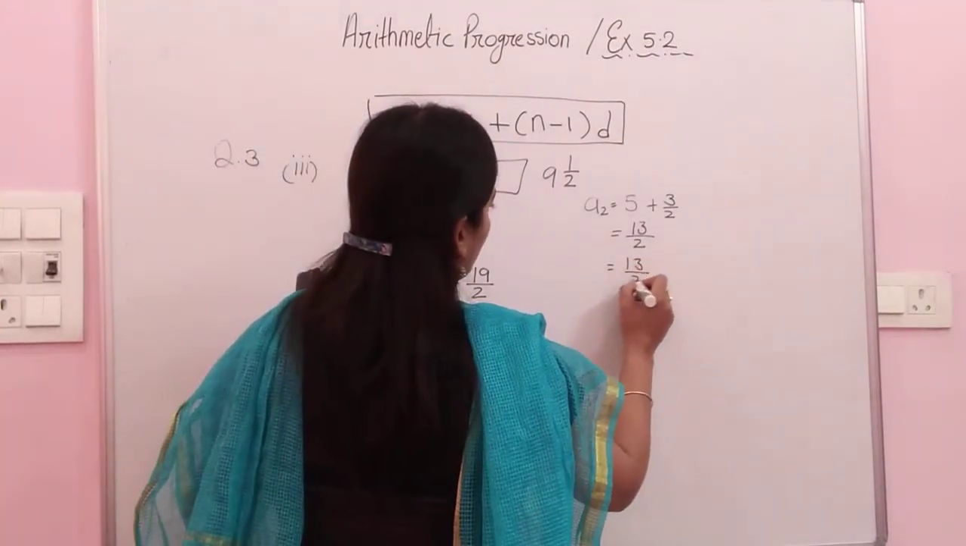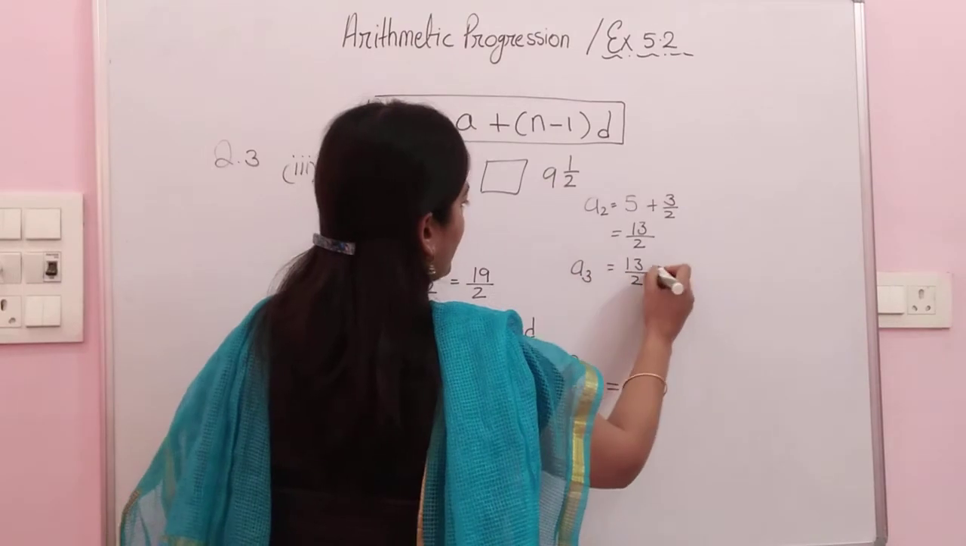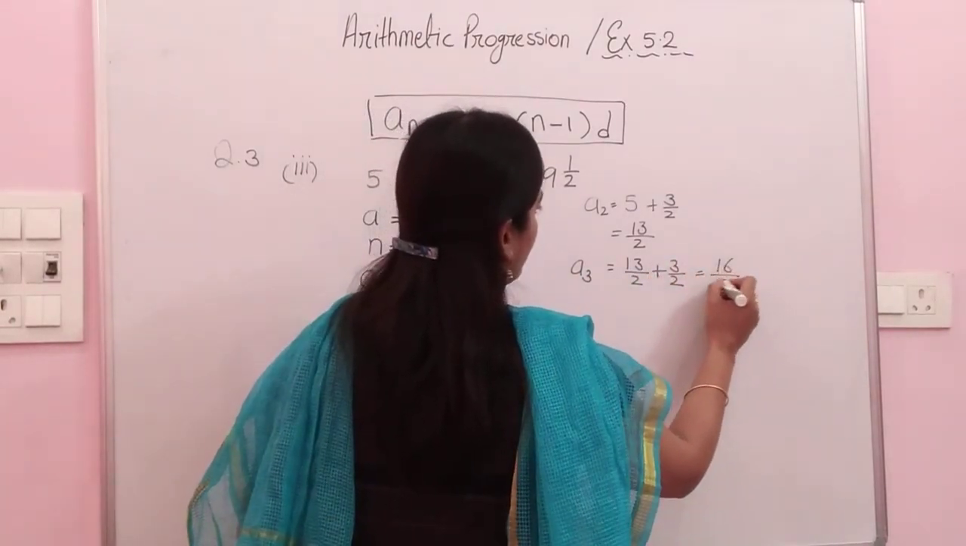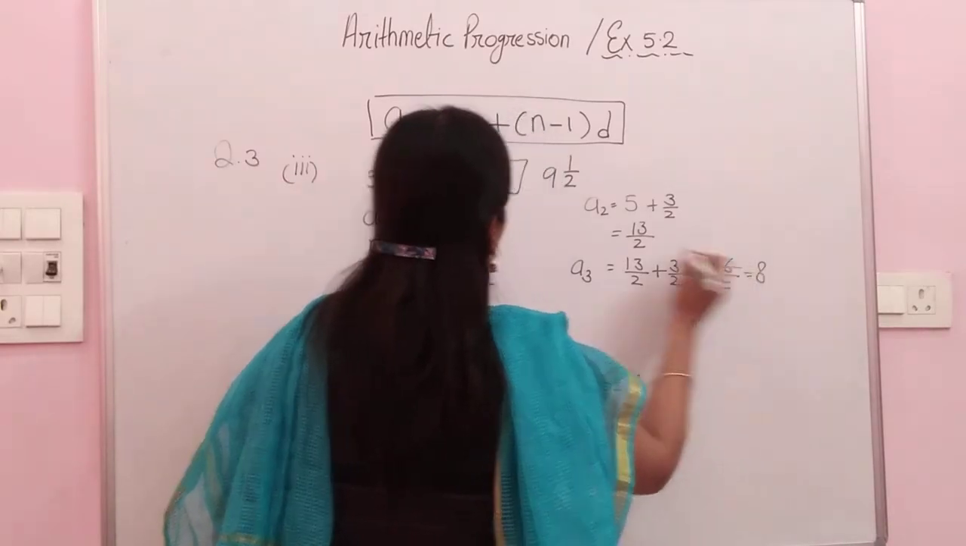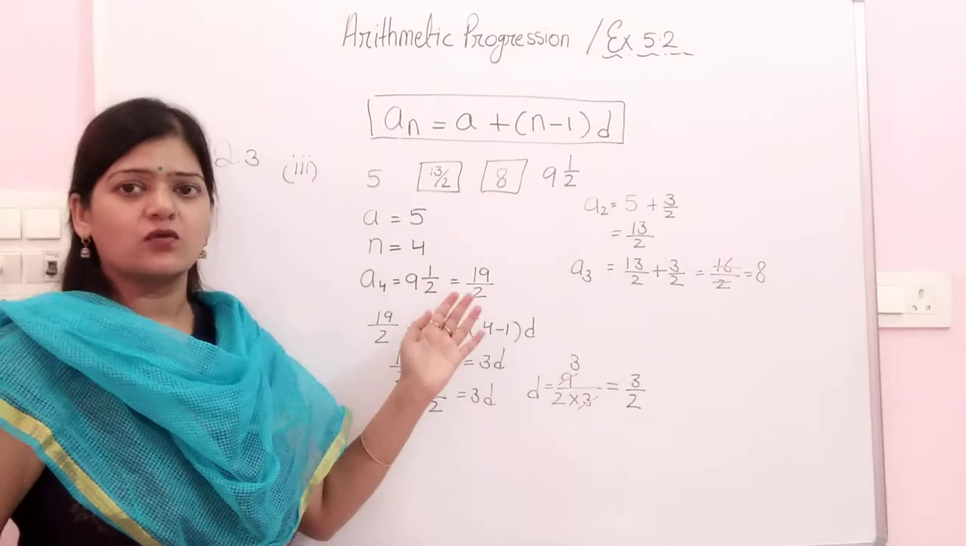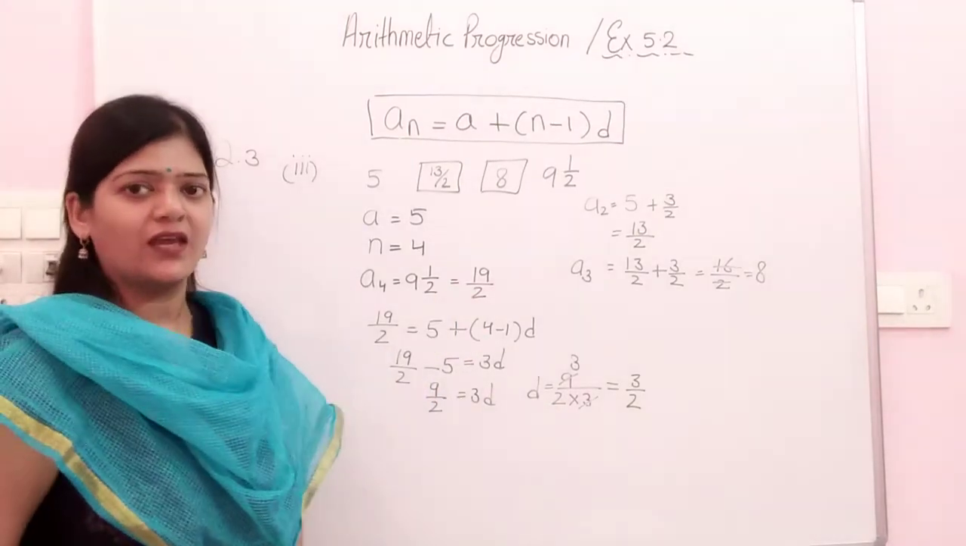Then 13 upon 2, A3. How will you find A3? 13 upon 2 plus 3 upon 2. It will become 16 upon 2, meaning 8. Third value will be 8. In this way you can find your values. Okay.